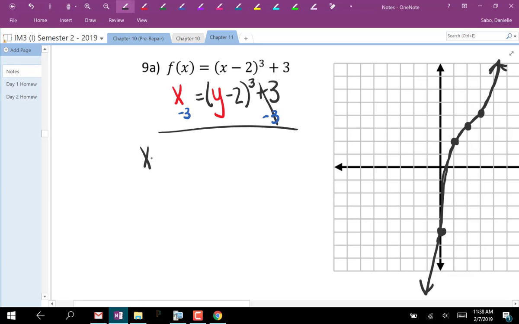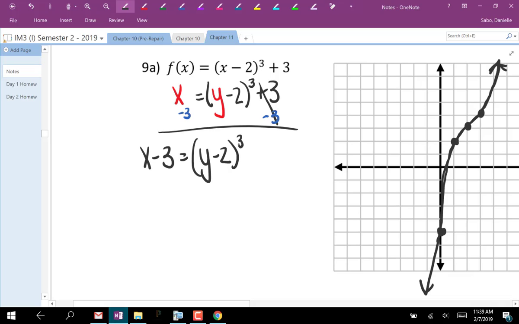So I have x minus 3 is equal to y minus 2 cubed. Again, I say it a million times. The goal isn't always to find an answer. It's to get your brain to think a different way. Now, again, we're undoing. Now we have to undo, because remember, parentheses, they're together. How do I undo to the 3rd power? What would I have to do to both sides?